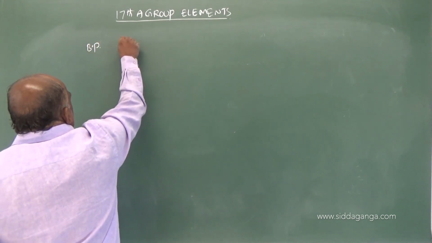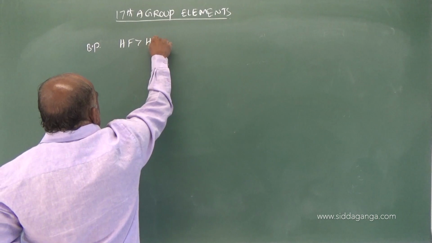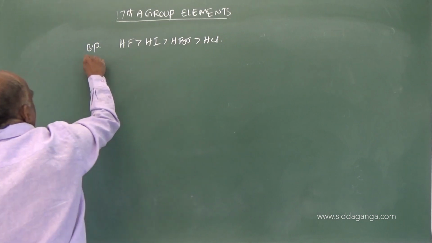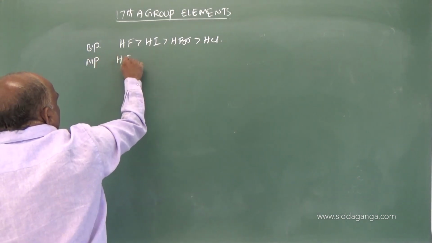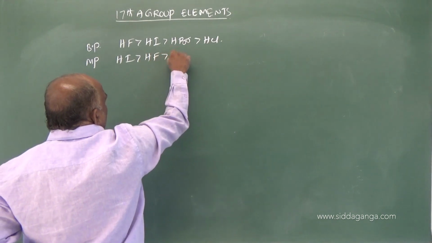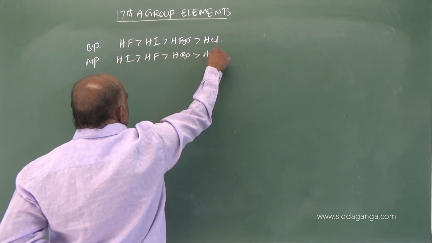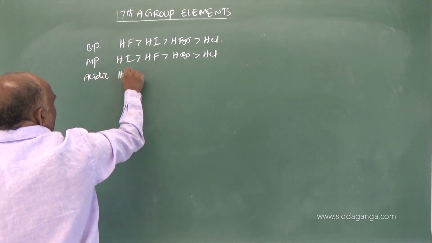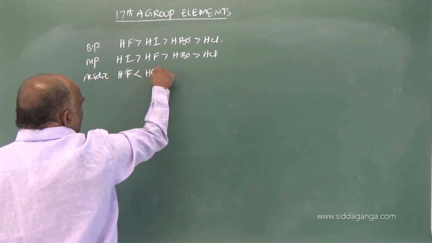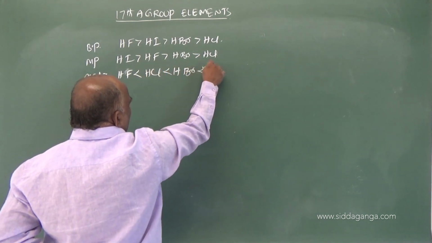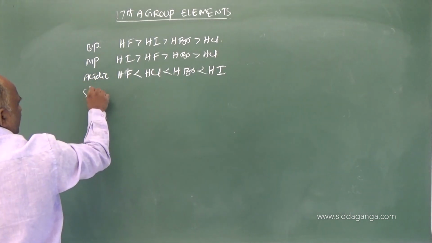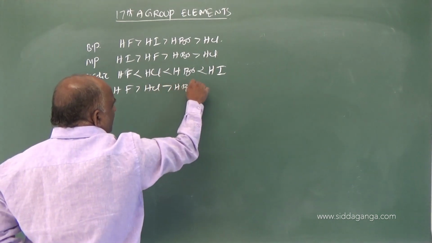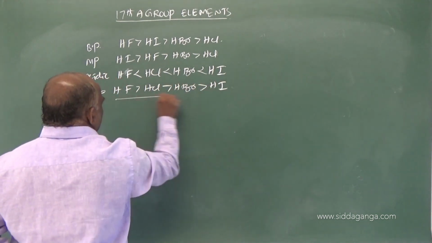Boiling point: HF, HI, HBr, HCl. Melting point of halides: HI, HF, HBr, HCl. Acidic strength: HF, HCl, HBr, HI. Stability: HF, HCl, HBr, HI.